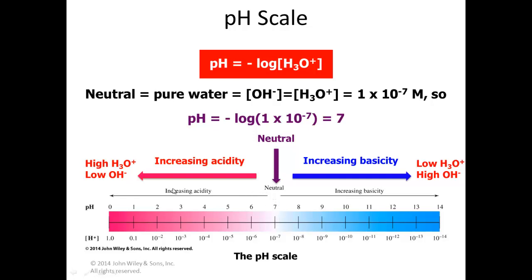Now if I go to the left of the pH scale, I'm increasing in acidity, so I'm decreasing in numbers here. And that's just because of the negative log. So I have a higher concentration, you can see on the bottom, of hydroniums or protons. I have a higher acidity, or a lower pH. Same thing with basicity. If I go to the right, I increase basicity. That means I have a lower amount of hydroniums and a higher amount of hydroxides.